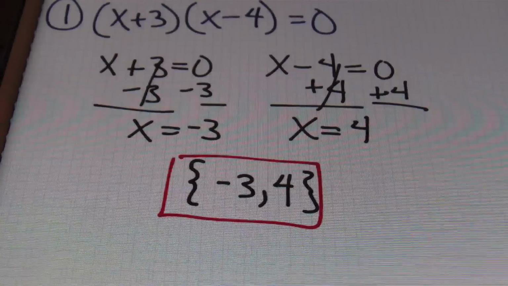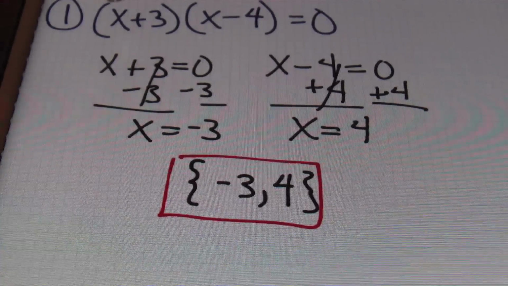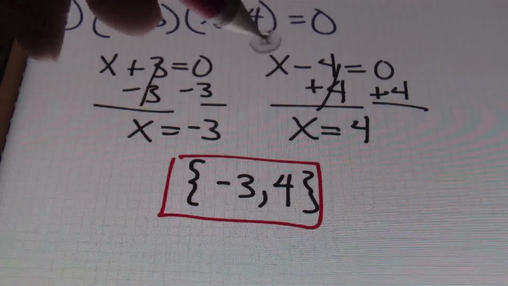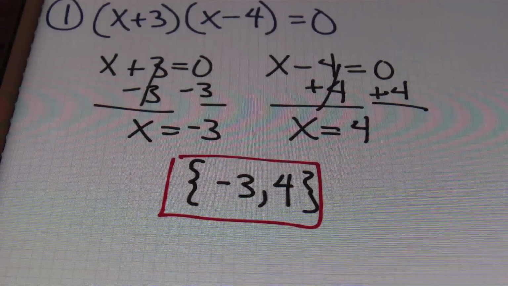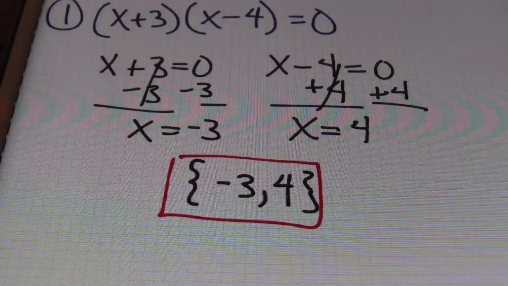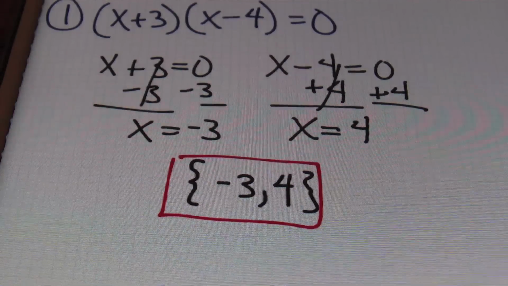So that's the zero-factor property. You start out with a factored quadratic equation. You set each factor equal to 0, and you write your answer in ascending order. That's it. Done and done. Okay, so here we go, moving on to the next problem.